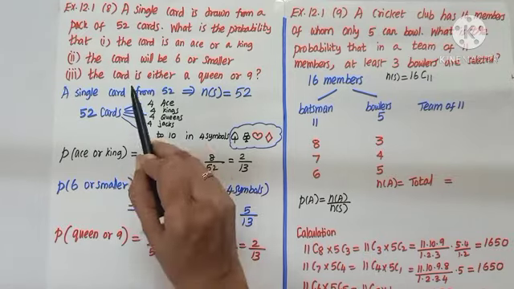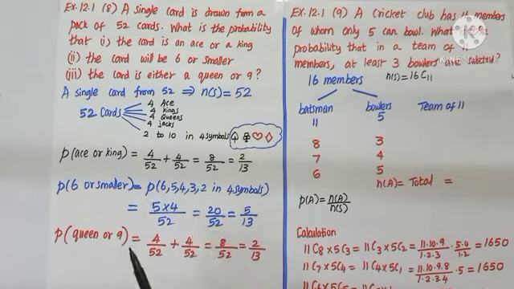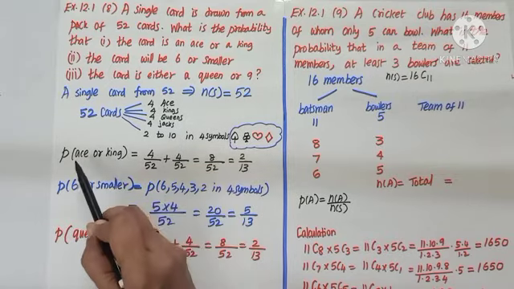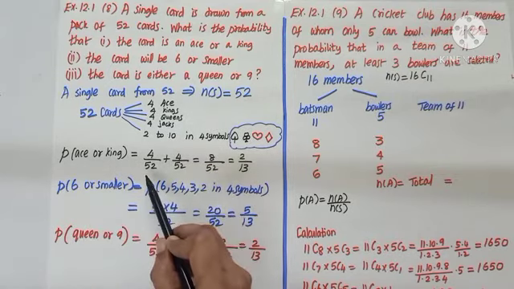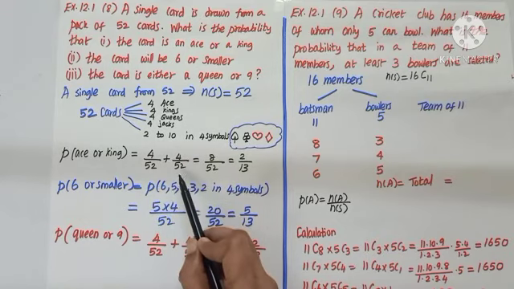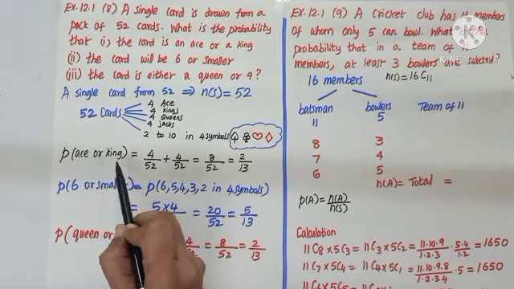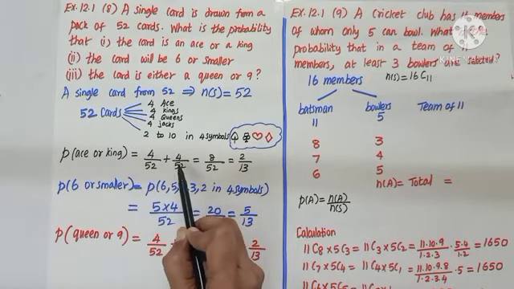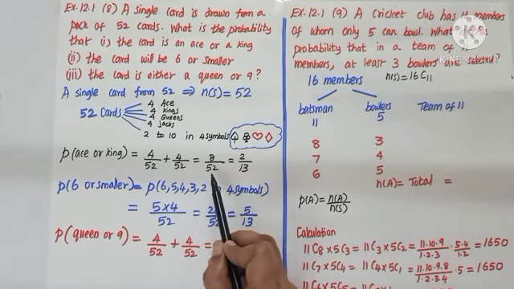Now the question is ace or king. There are 4 ace cards and 4 kings. So getting an ace is 4 by 52. Getting a king is 4 by 52. They are mutually exclusive. No card is an ace as well as a king. So my answer is just to add the 2 probabilities. I get 8 by 52.